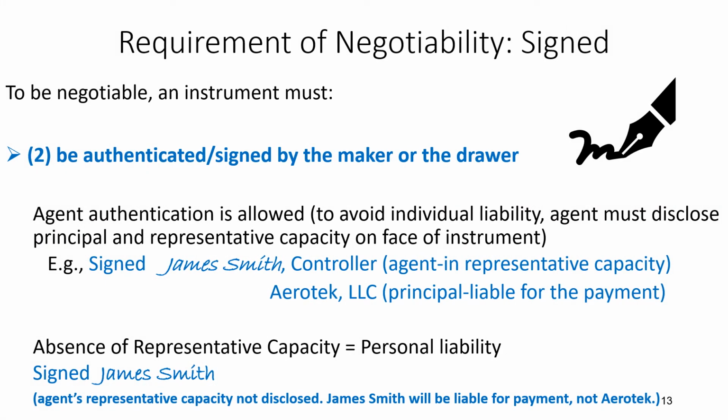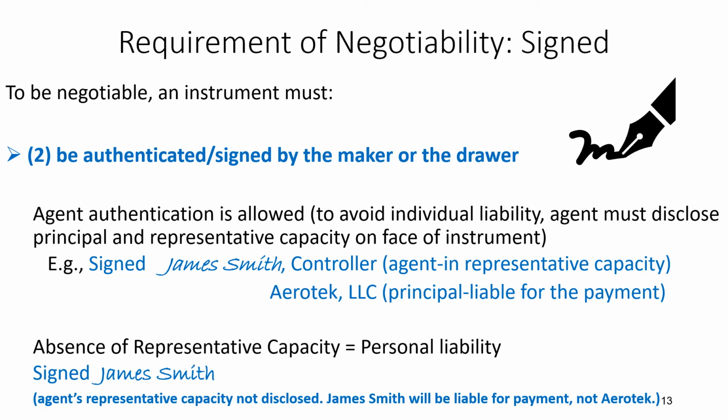Second, it must be signed or authenticated by the maker or the drawer. You will know which one needs to sign it depending upon the type of instrument. If it's a promise to pay, then the instrument must be signed by the maker. If it's an order to pay, it must be signed by the drawer. Now, it is important to realize most of these instruments are going to be often created by businesses. And therefore, when you have the signature, it must be signed by the agent and they have to reveal that they are a representative, they're acting as an officer of the company.